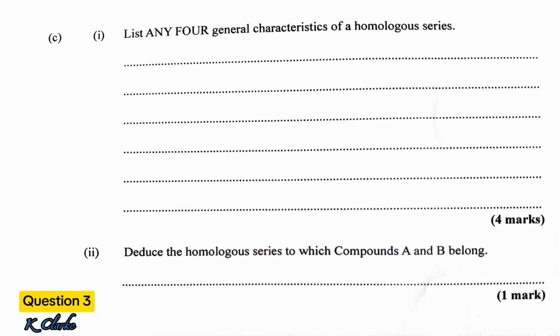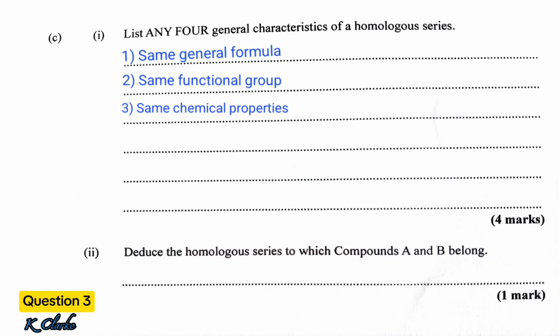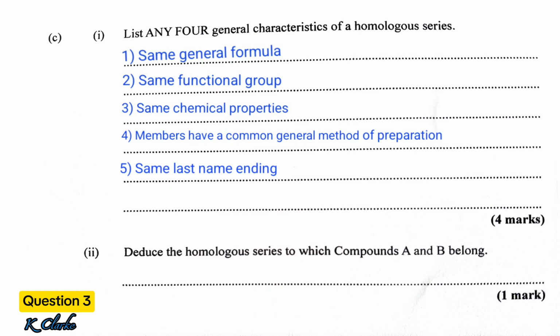C. Part 1. List any 4 general characteristics of a homologous series. Answers in no particular order. 1. Same general formula. 2. Same functional group. 3. Same chemical properties. 4. Members have a common general method of preparation. 5. Same last name ending.